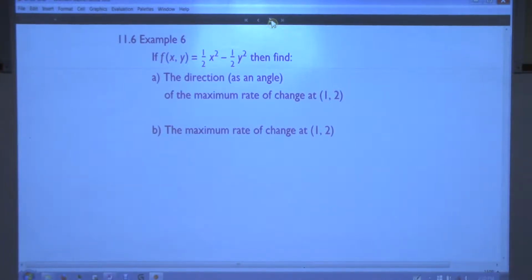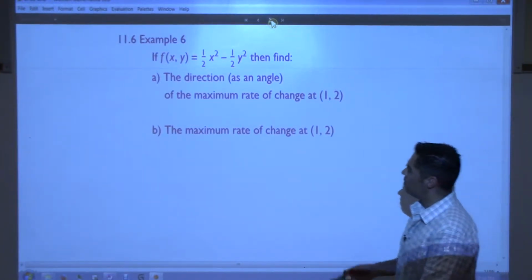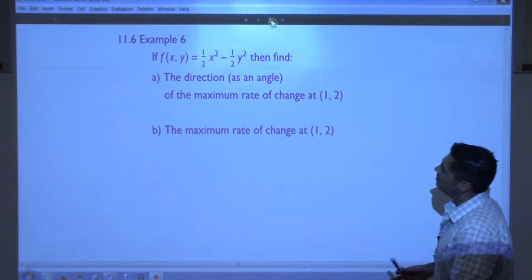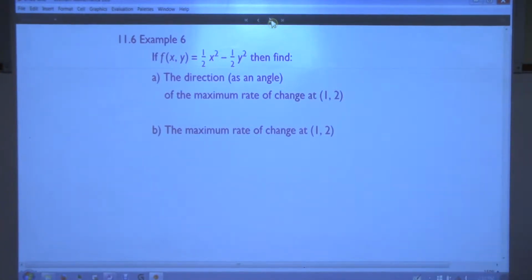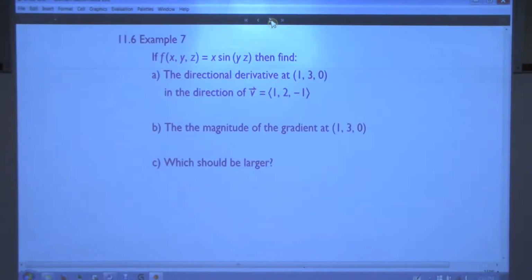This problem is very similar to the one we just did. I think this one might be a little easier. Well, that's exactly the same, isn't it? Same instructions? Okay, so I'll let you do that on your own. I think that the partials are easier on that one.